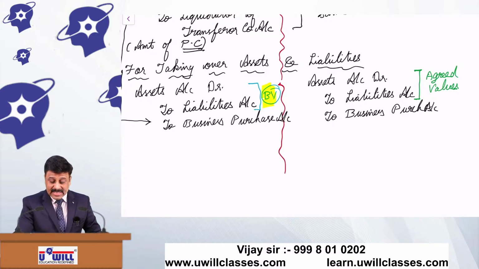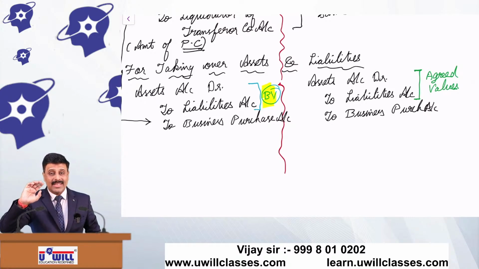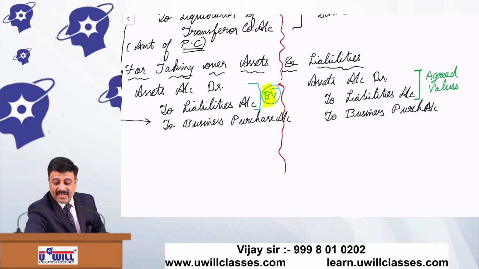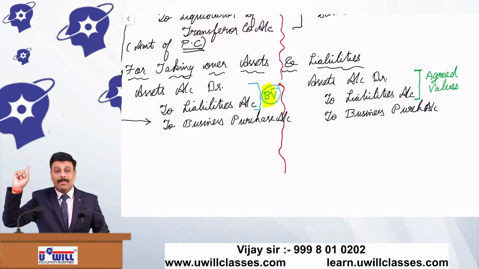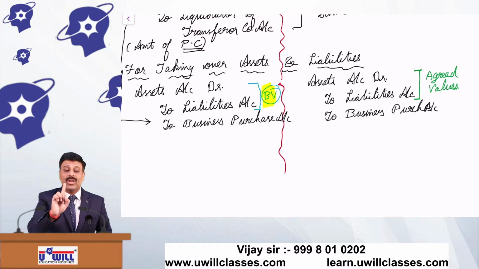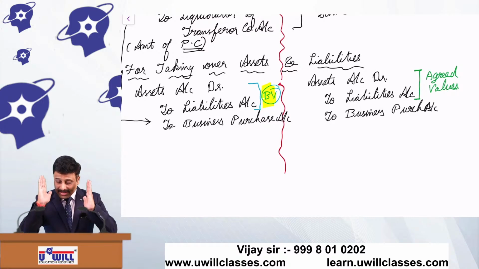So if it is given that land and building of 1 crore is taken at 4 crores, then it will not be a merger, it will be a purchase. And in case of purchase, which method of accounting will be followed? Purchase method of accounting. So in purchase method of accounting, that land and building will be taken at 4 crores. In pooling of interest method, that land and building will be taken at 1 crore itself. This is the first difference.